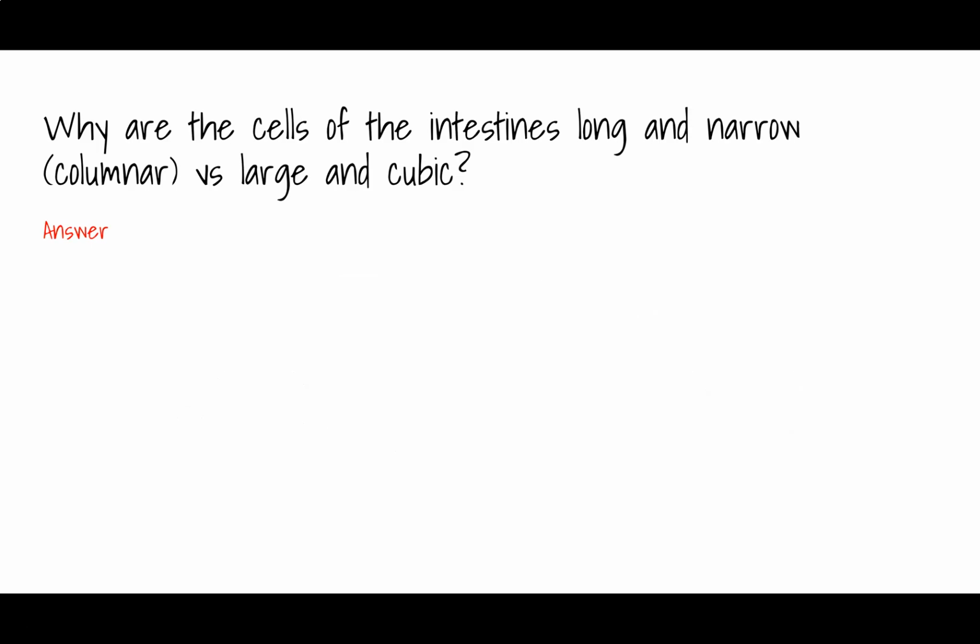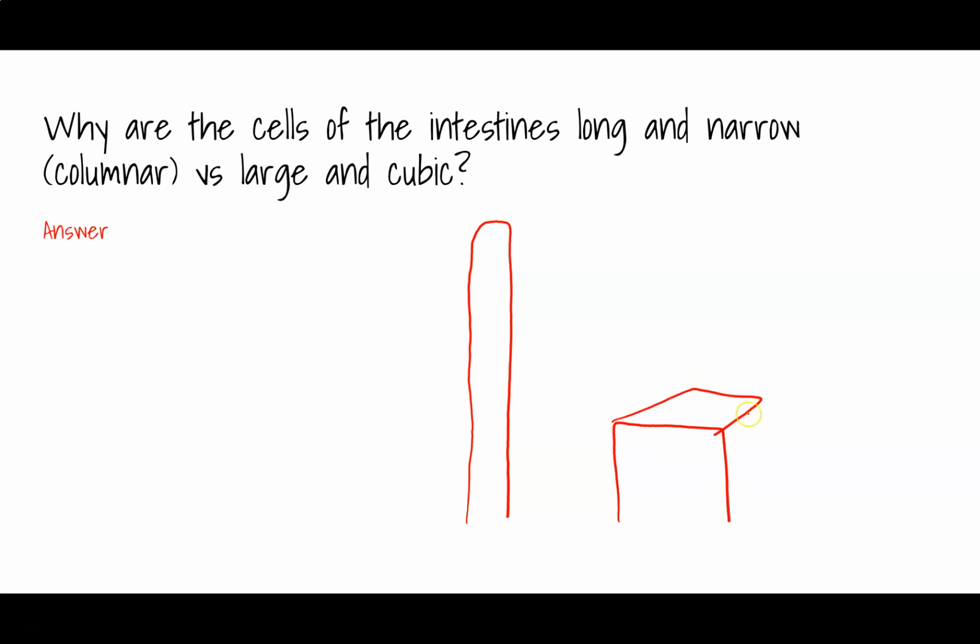Why are the cells of the intestines long and narrow and not large and cubic? The cells are called columnar cells, very long versus being cubes. Now, a cube seems reasonable, right? But here's the problem. The center of the cube is hard to get to, from any side. And the same can be said about getting the wastes out. So a cube cell is not good.